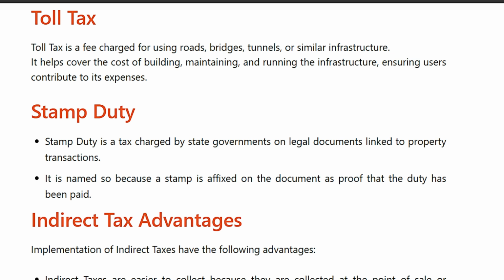Stamp duty. Stamp duty is a tax charged by state governments on legal documents linked to property transactions. It is named so because a stamp is affixed on the document as proof that the duty has been paid. Indirect tax advantages. Implementation of indirect taxes has the following advantages.